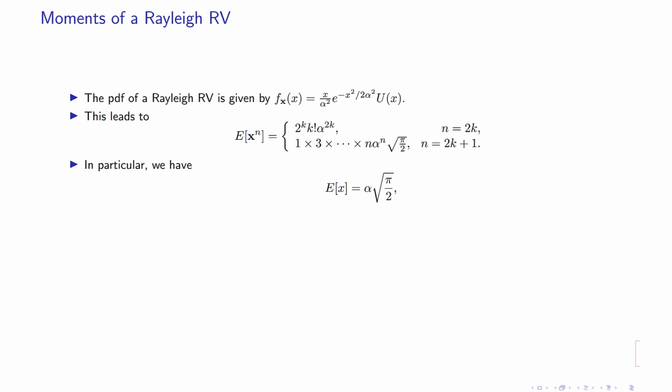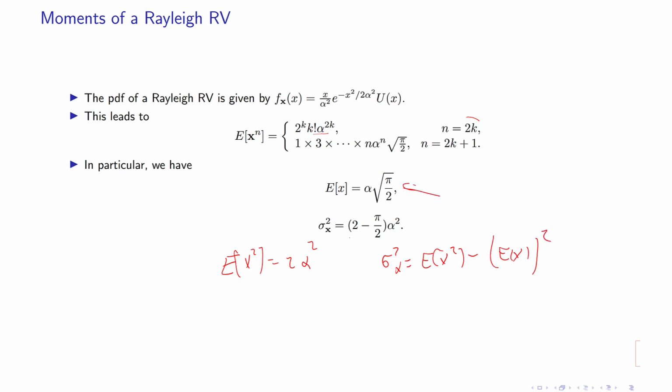For example, if you put n equal 1, k is equal to 0, so all these terms disappear, and you get alpha times the square root of pi over 2. If you put n equal 2, k becomes equal to 1, so you get 2 to the power of 1, then 1, and alpha to the power of 2. So the mean of x to the power of 2 is twice alpha squared. The variance sigma squared of x is equal to the mean of x squared minus the square of the mean of x, and we already have these, so you put this one here and this one here, and you get this expression.